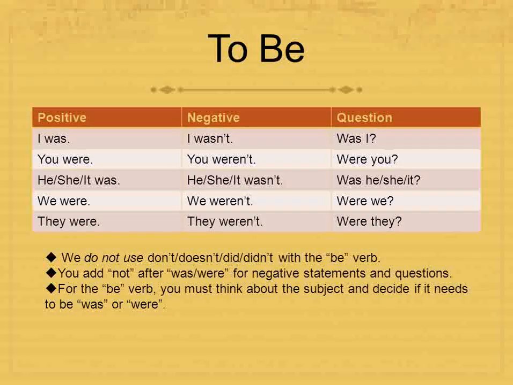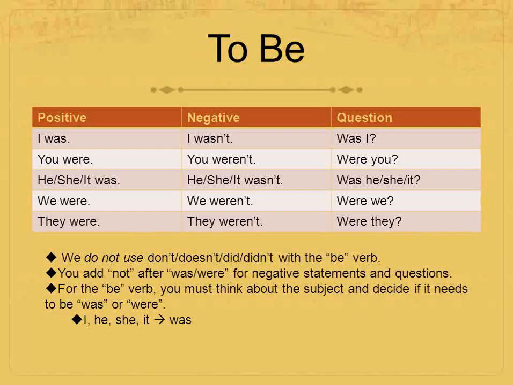The difference with the be verb also is that we have to think about the subject and decide if it needs to be was or were. So for I, he, she, and it, we will use was. You, we, and they, we will use were.